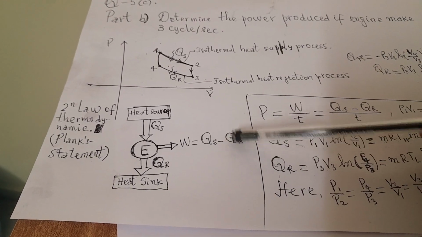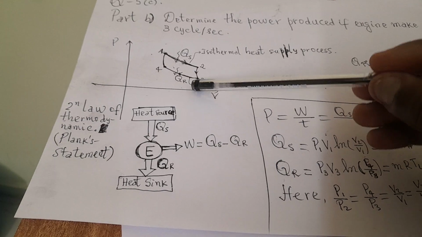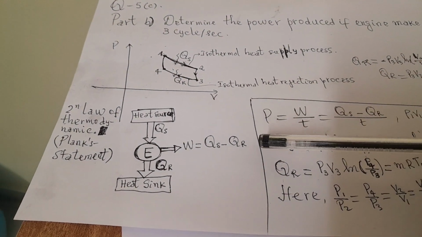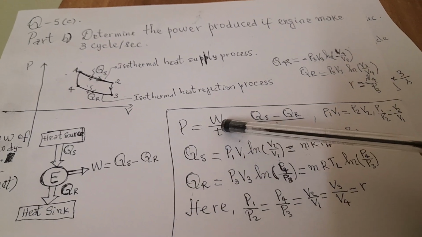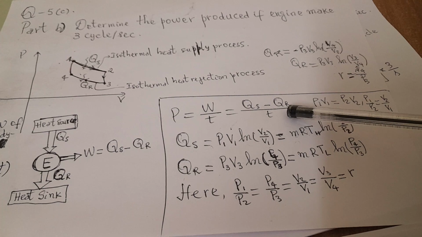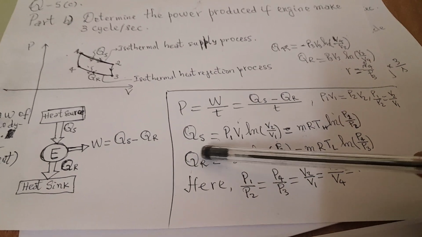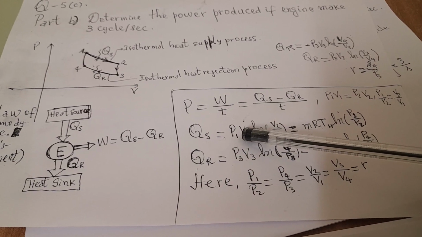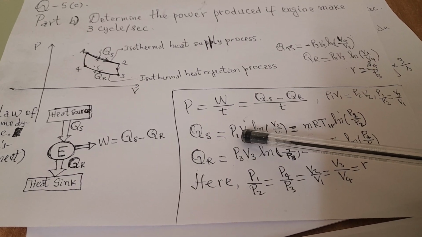The same will happen here. So from 3 to 4 it is work done under the same temperature. Now let's go here. So work done is QS minus QR. We know that QS will be directly converted to work done in the isothermal process.